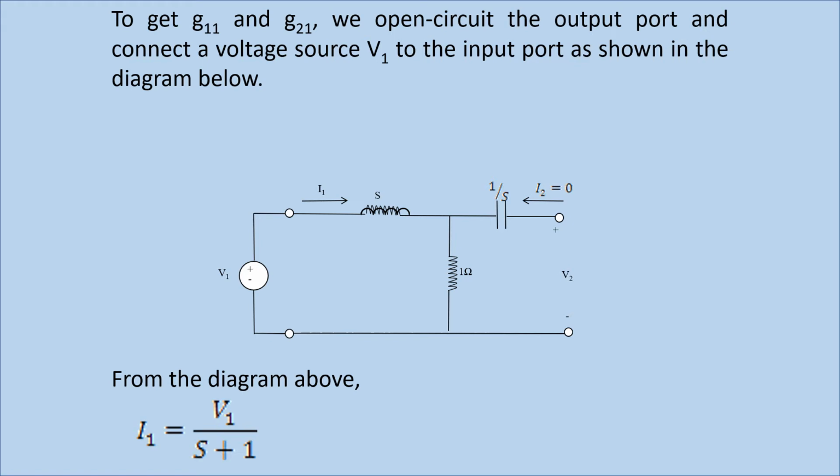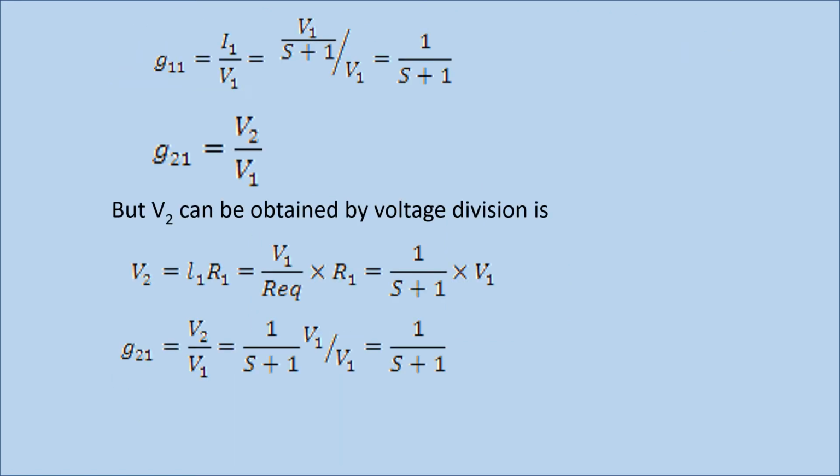Also note that your capacitor is no longer in the circuit, because the current flowing through the capacitor is 0, so it is already an open circuit. That's why the capacitor is not included in our calculation, because it's already equated to 0. Don't forget we are calculating for our G11 and G21.